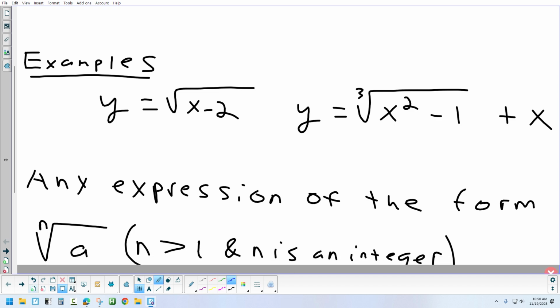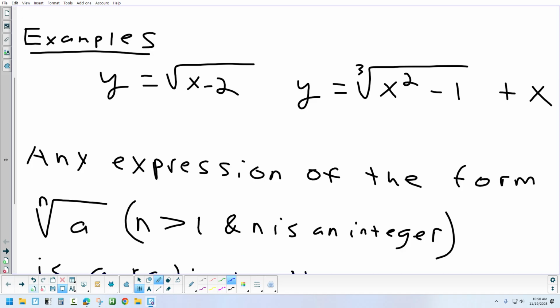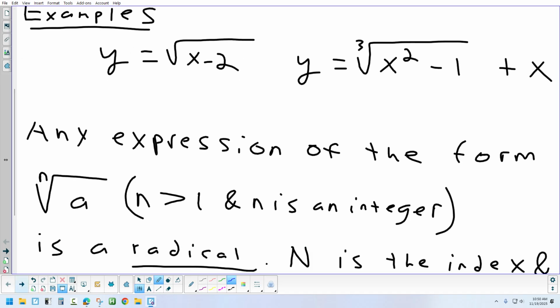Anytime you write a radical expression, if you see a number on the outside of the radical, like this number I just circled in purple, that number is called an index. The index always has to be a number bigger than 1, and it can't be a decimal. It has to be an integer. What the index tells you is the type of root you need to do. A 3 on the outside means we're doing a cube root. If it was a 5, we'd be doing a fifth root.